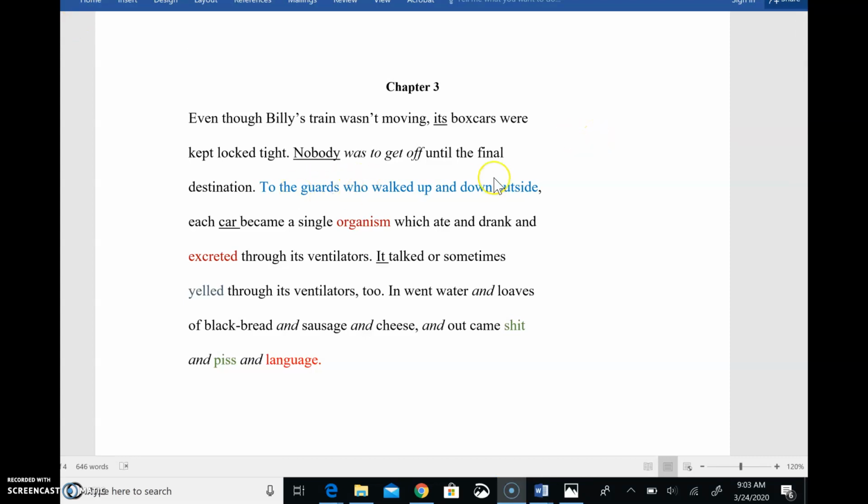Okay, so I've obviously done some things with color and italics and underlines. This is from the end of chapter 3. I'm not going to do the most thorough analysis probably, but I want to take a look at this.